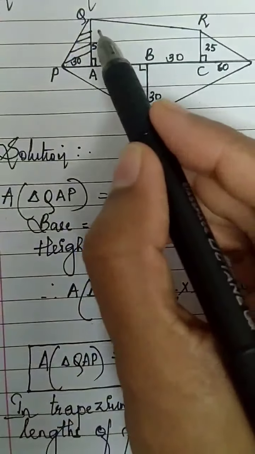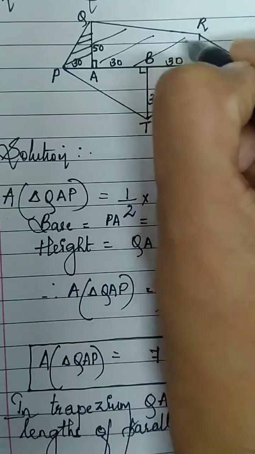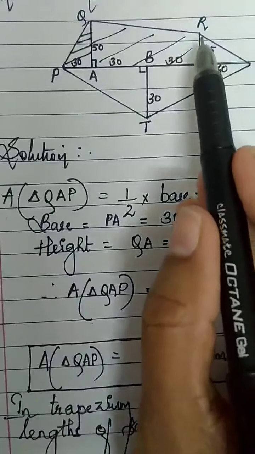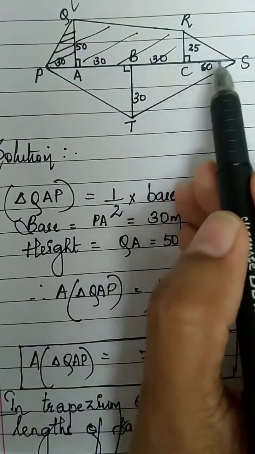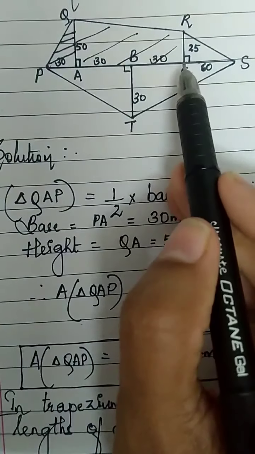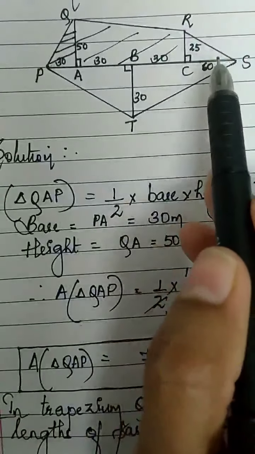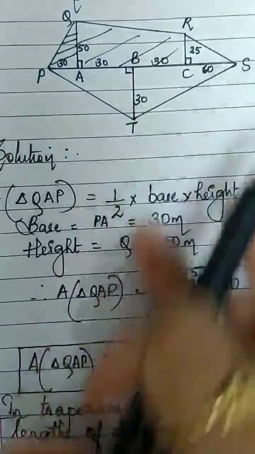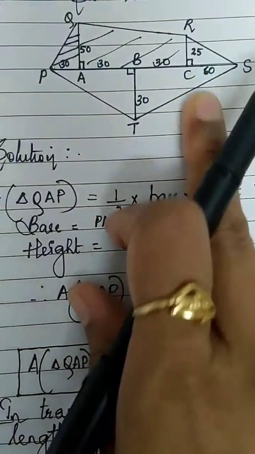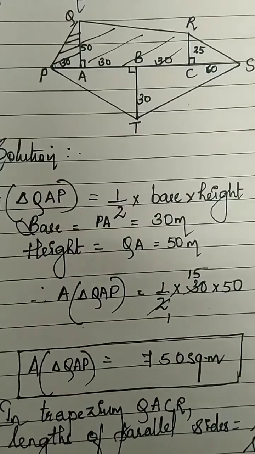So in this figure, we got the area of the triangle and the area of the trapezium. So all these areas we completed. Next we move on to triangle RCS. In triangle RCS, base is CS 60 and height is RC 25. Mention both base and height and find out the area. Similarly, for triangle PTS, base is PS and height is BT. Find out the area. Do that much, pause the video, get the answer and then start.